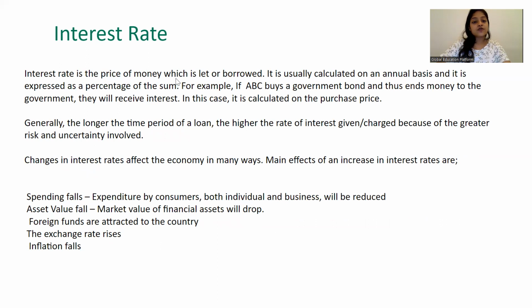Interest rate is the price of money which is lent or borrowed. It is usually calculated on an annual basis and it is expressed as a percentage of the sum. For example, if ABC buys a government bond and thus lends money to the government, they will receive interest. In this case, it is calculated on the purchase price. So they are getting income out of it. Generally, the longer the time period of a loan, the higher the rate of interest given or charged because of the greater risk and uncertainty involved, because people might go out of paying.